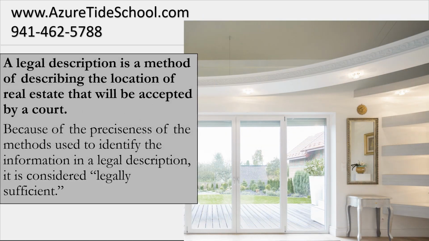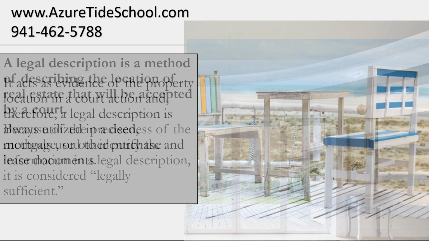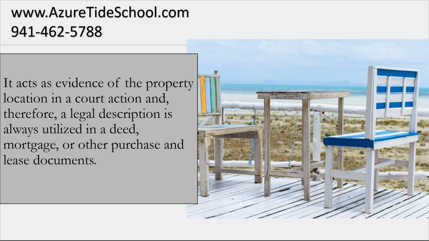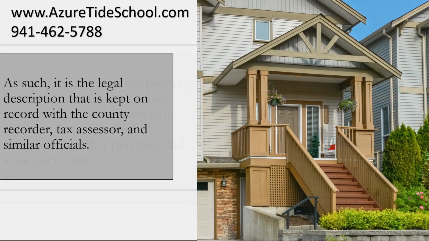A legal description is a method of describing the location of real estate that will be accepted by a court. Because of the preciseness of the methods used to identify the information in a legal description, it is considered legally sufficient. It acts as evidence of the property location in a court action, and therefore, a legal description is always utilized in a deed, a mortgage, or other purchase and lease documents. As such, it is the legal description that is kept on record with the county recorder, tax assessor, and similar offices.